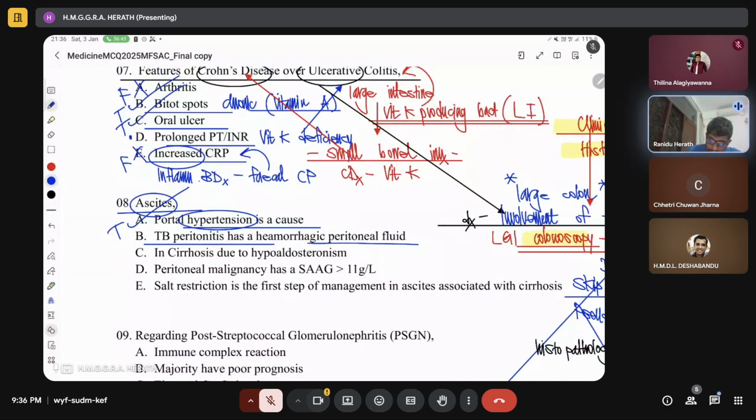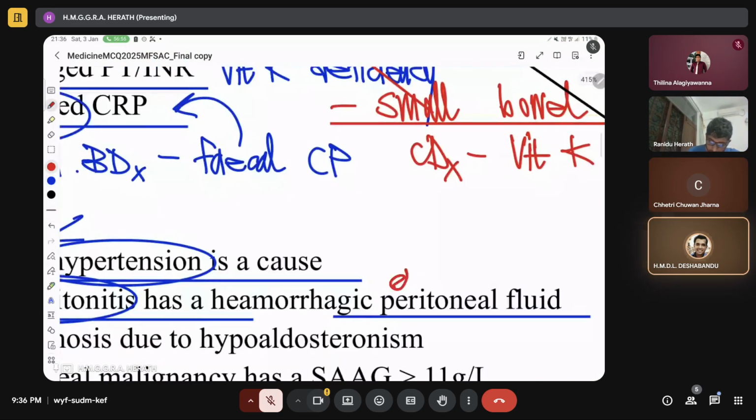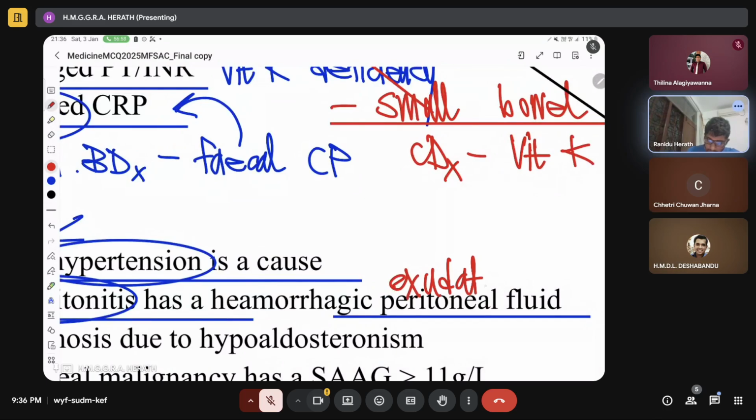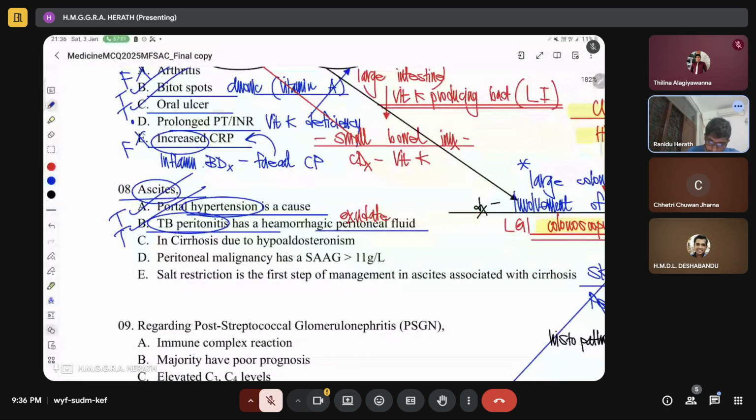TB peritonitis has a hemorrhagic peritoneal fluid. True or false? True. Exudate comes, so can it be hemorrhagic? So it can be hemorrhagic. Okay. What is the other cause of hemorrhagic peritoneal fluid?